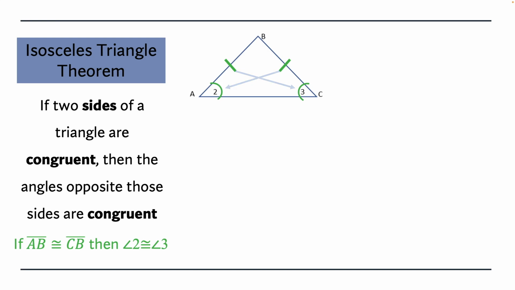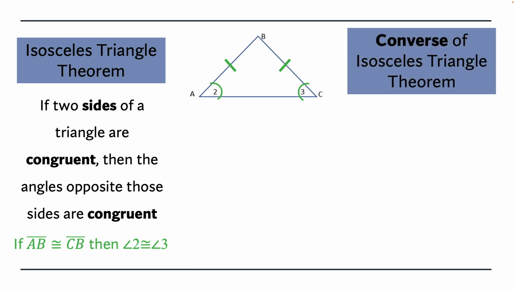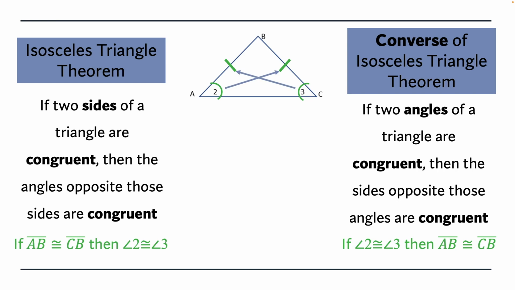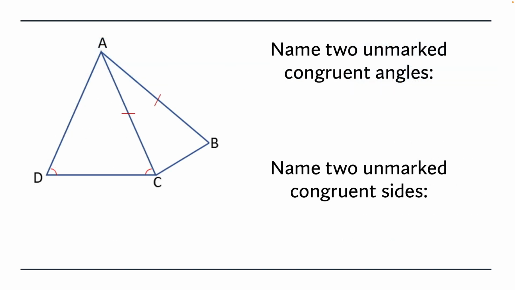Now we can flip that, and when we flip it, we call it the converse of the isosceles triangle theorem. And it says if two angles of a triangle are congruent, then the sides opposite those angles are congruent. So if we start with angle 2 and angle 3 being congruent, then we can point across the way to their sides, AB and CB, also being congruent. So let's practice that a little bit.